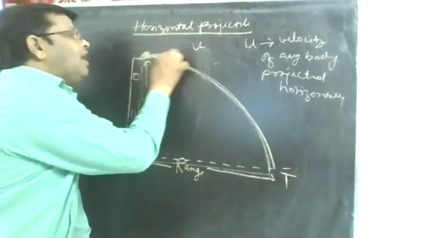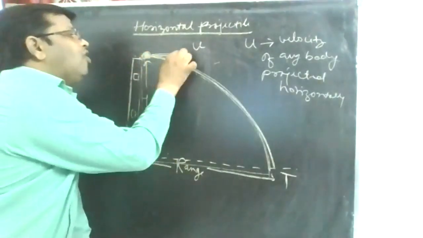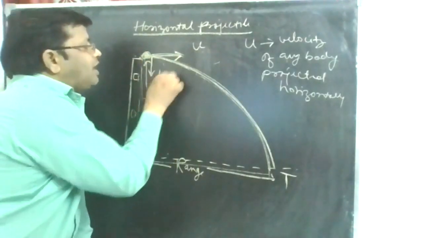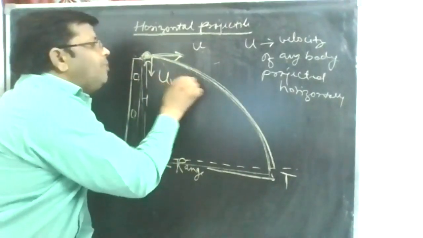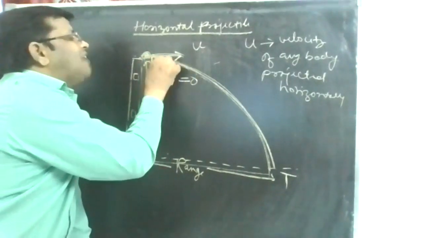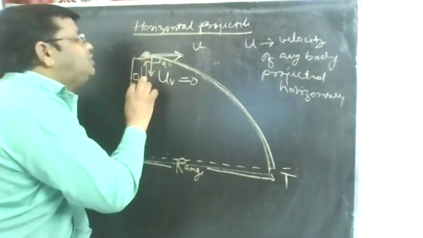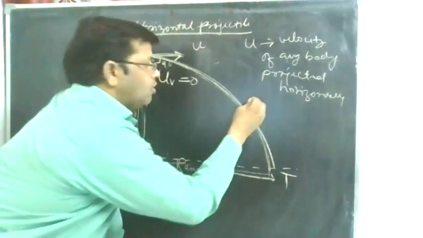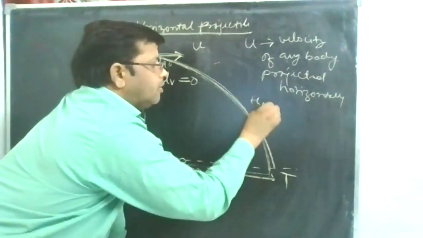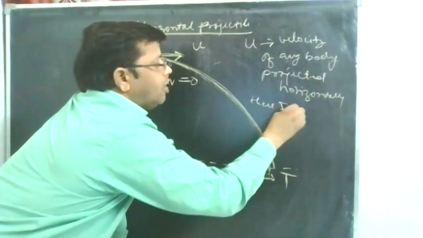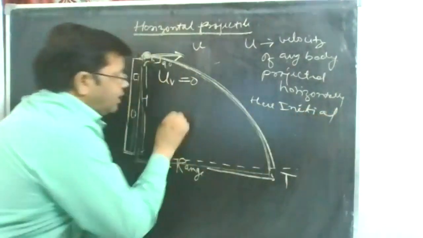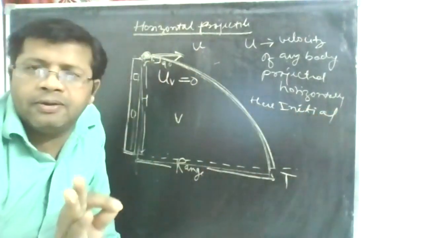So if I am throwing the ball along the horizontal direction with velocity u, then what is its initial vertical component? It will be 0. Why? Because this angle is 90. u cos 90 is 0. So the initial vertical component is 0. Are you getting or not?